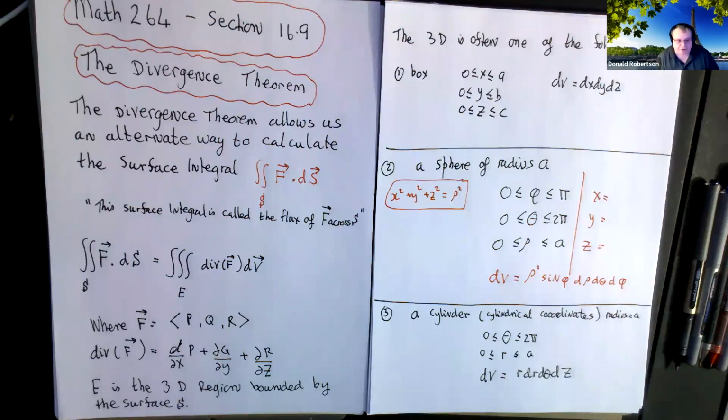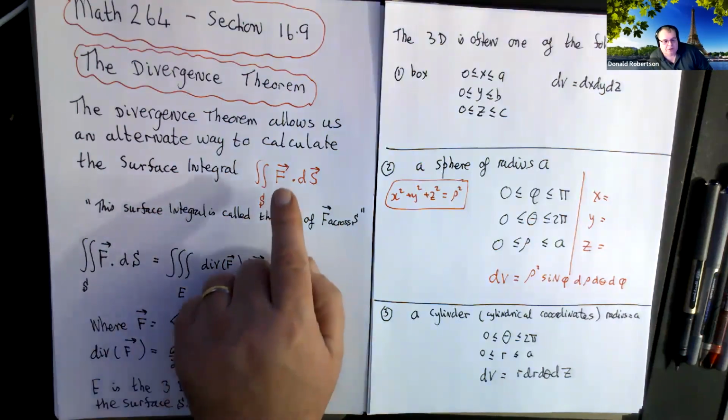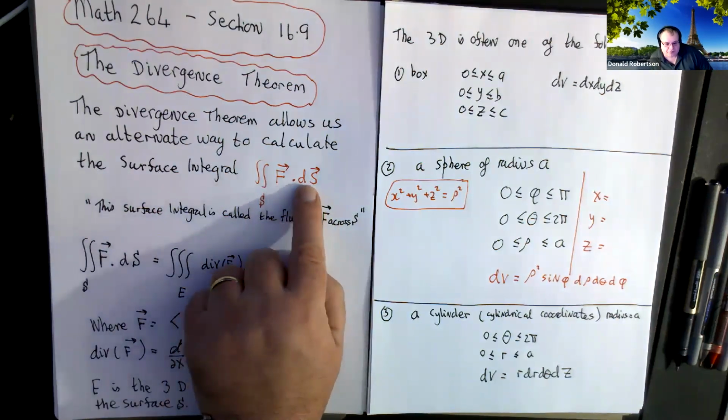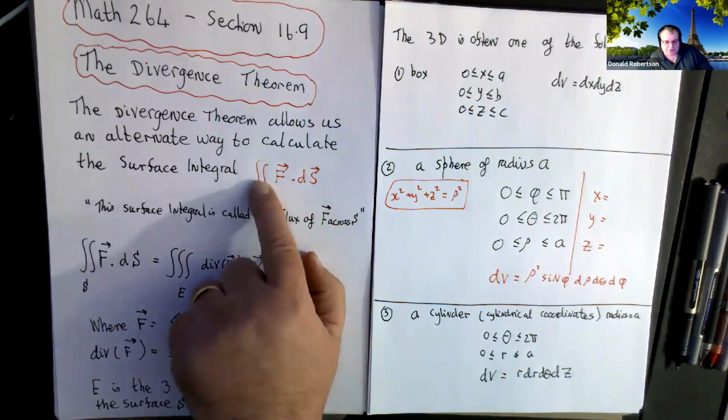It's called the divergence theorem. Good name, because basically you find the divergence of a vector field F. So what does it do? Well, it has a nice little niche market. The divergence theorem gives us an alternate way to find one of these guys, these surface integrals.